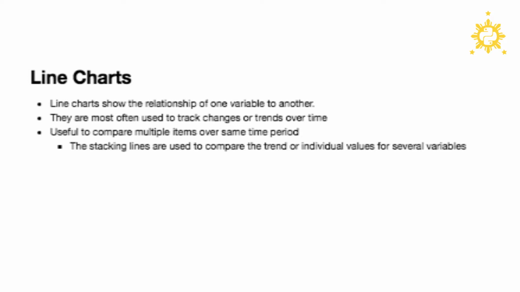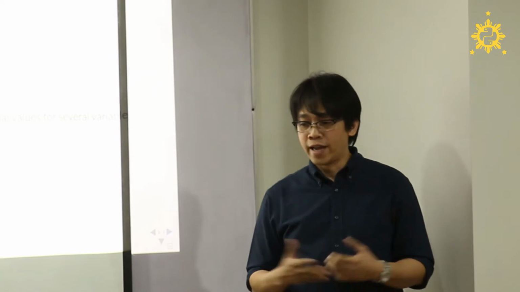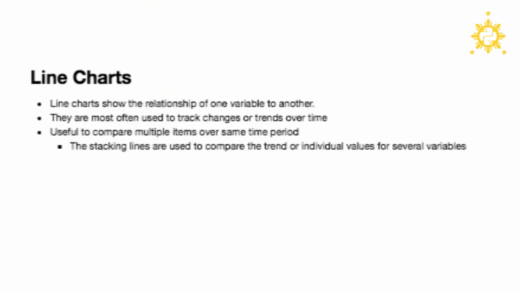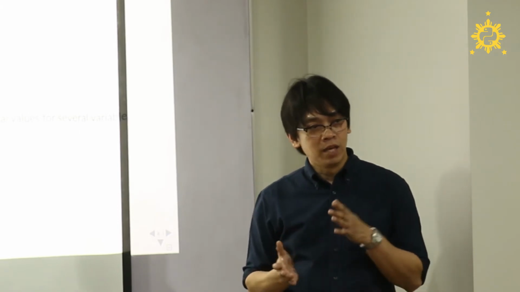Okay, so line charts. It's a very simple chart that just shows the relationship of one value to another over an x-axis. Usually the x-axis is time. It's most often used to track changes or trends over time, and it's useful to compare multiple items over the same time frame. And you can stack the lines or have them on the same y-axis depending on what you're trying to achieve.